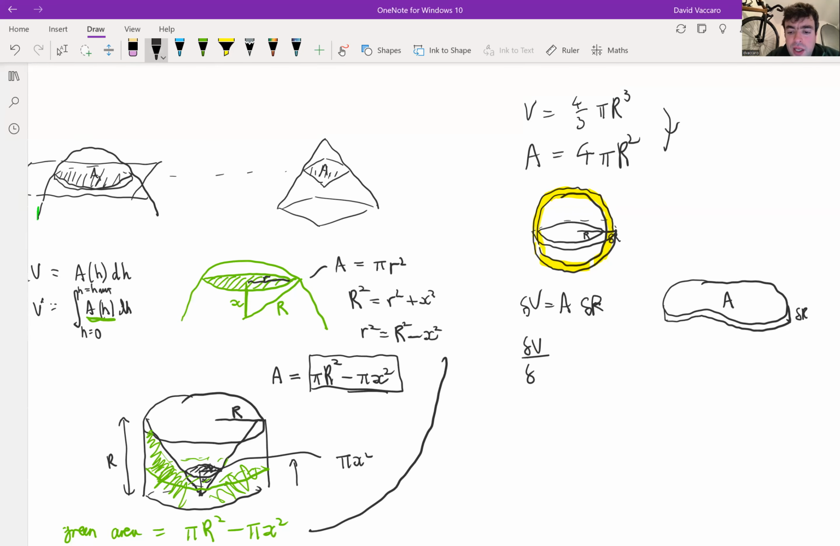So dV over dr is only approximately equal to A, because actually the thickness, you can't quite turn it into a sort of flat chip. But if you make delta r smaller, you get a better and better approximation. So dV by dr is equal to A. So what you could do is just differentiate the volume of a sphere to get the surface area. You get exactly the same thing, and I always teach it like this actually.